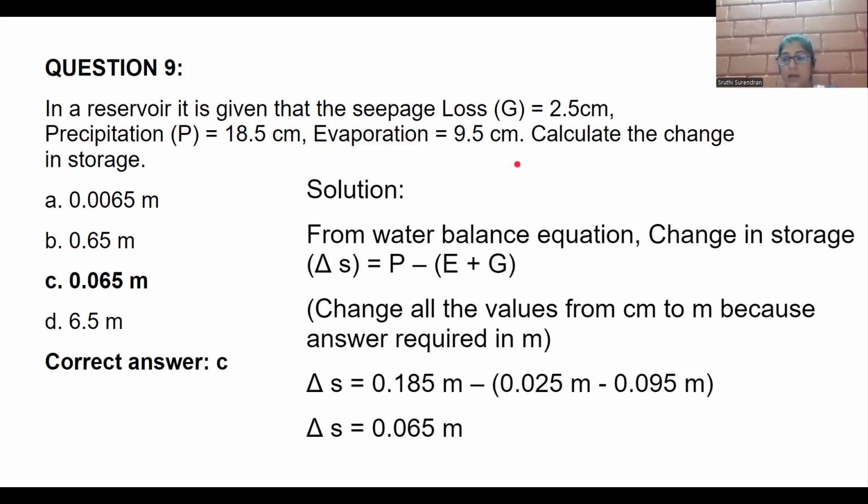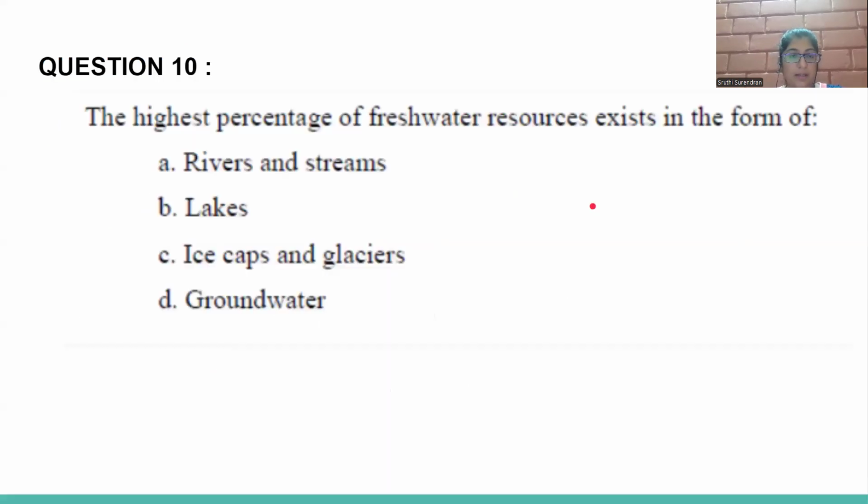Okay, now let's move on to the next question. These are some very simple questions that are coming. The highest percentage of freshwater resources that exist are in the form of rivers and streams, lakes, ice caps and glaciers, or groundwater. What you have to focus on here is the keyword freshwater. We have not asked for the highest percentage of water. Here we are asking about the highest percentage of freshwater existing in the form of.